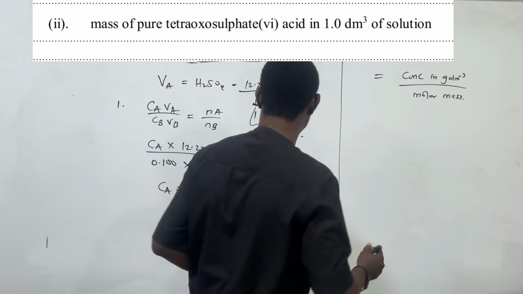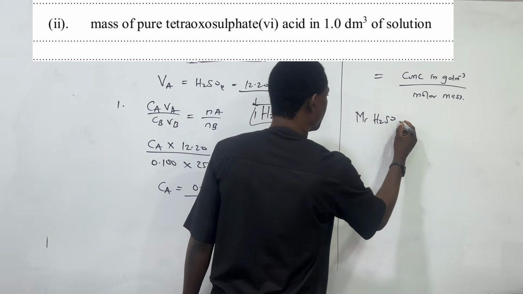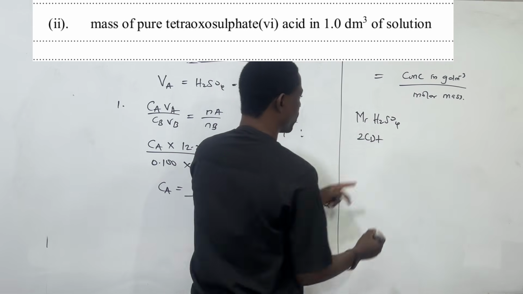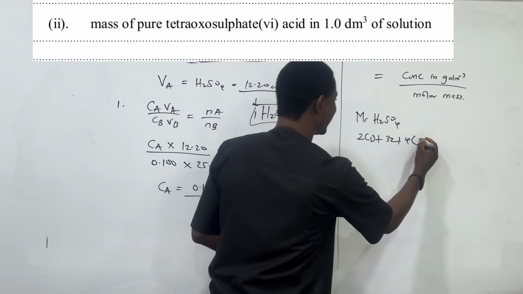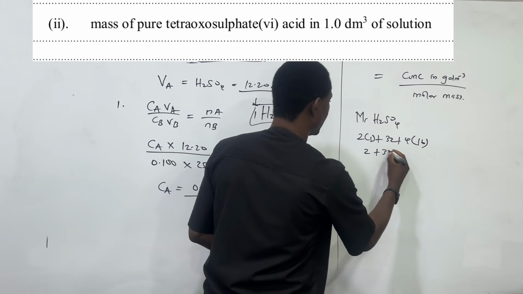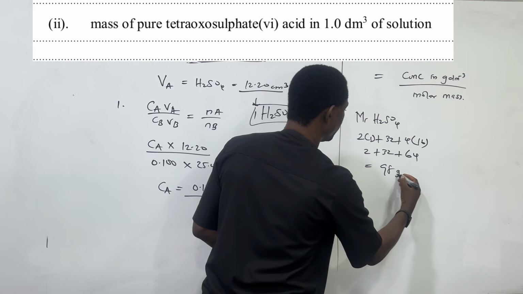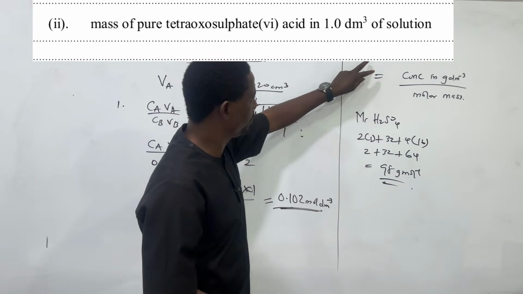So what's the molar mass of H2SO4? Let's calculate that. H will be given to you as 1, so 2 times 1, plus S is 32, plus 4 oxygen, which is 16. So that is 2 plus 32 plus 4 times 16, which is 64. By the time you add everything, it's 98. What's the unit? Gram per mole. All right? So that is what we're using for this calculation.